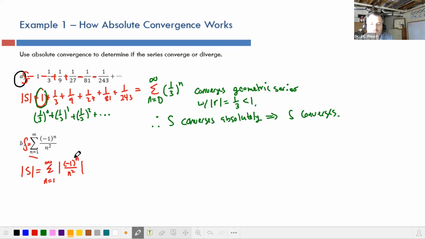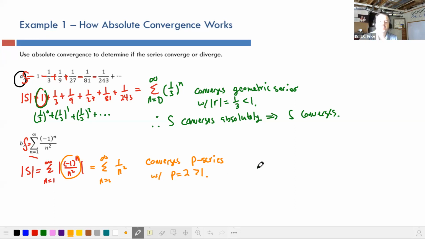And then what happens when you take the absolute value of this? It just makes it positive. So the -1 just goes away. So that's just equal to the sum n equals 1 to infinity of 1 over n squared, which we know converges. Why? Because it's a p series with p equal to 2, which is bigger than 1. Therefore, our series S converges absolutely.